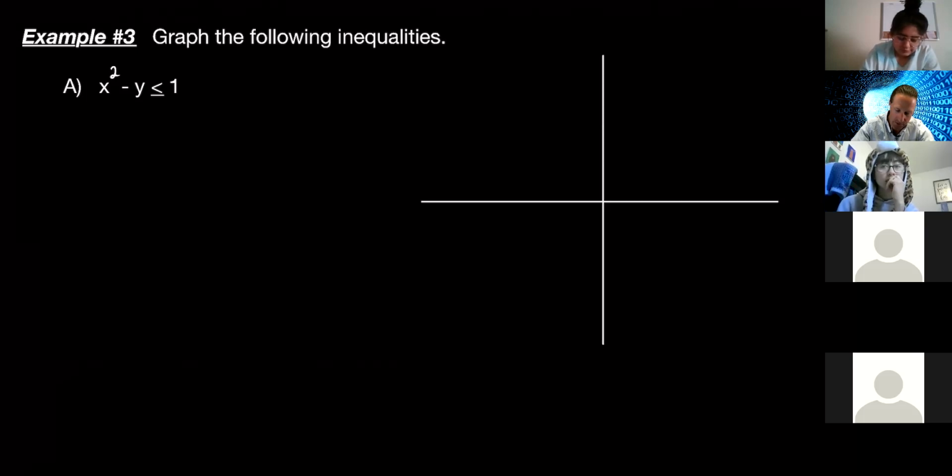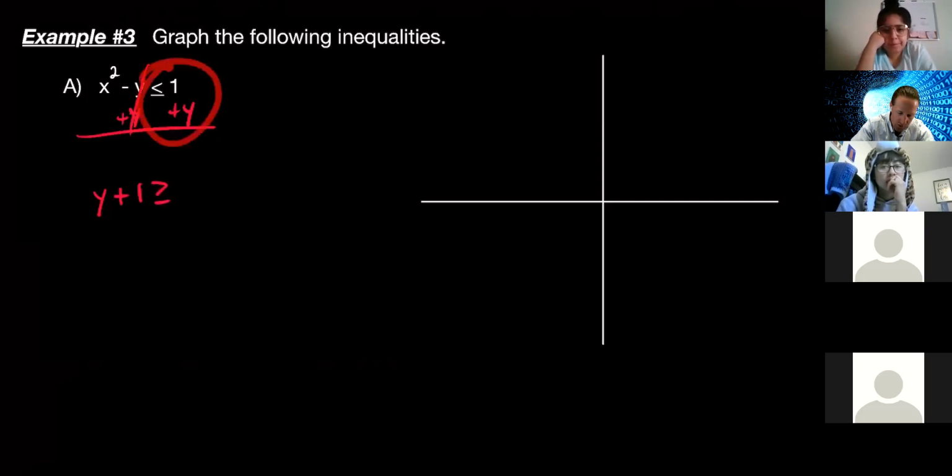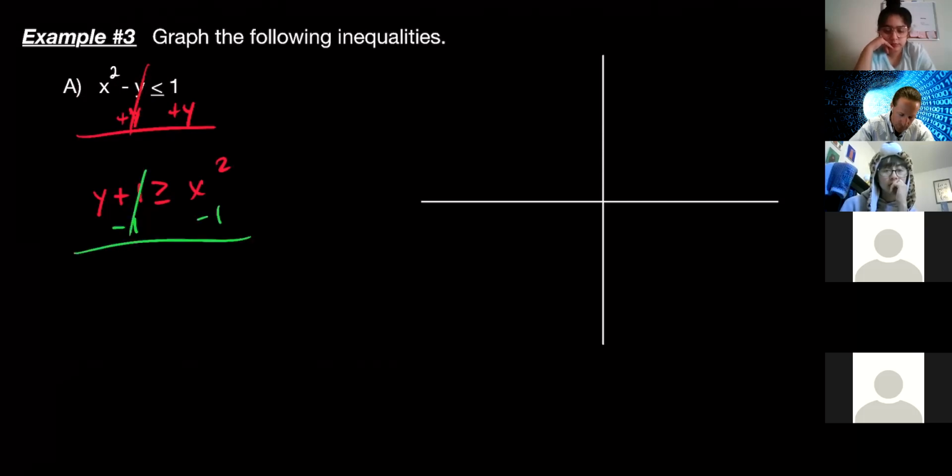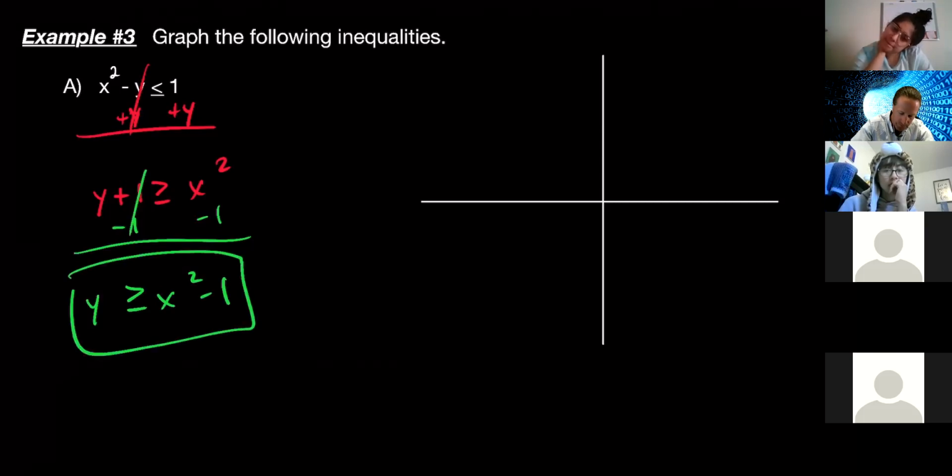Well, oftentimes we want to get one of the variables by themselves. So I'm going to add the y over so that I have a y plus 1 where the mouth is open towards those, and then the x squared on the other side where it had its back to the x squared. Then I'm going to go ahead and subtract that 1 over. And now I have y is greater than or equal to x squared minus 1.